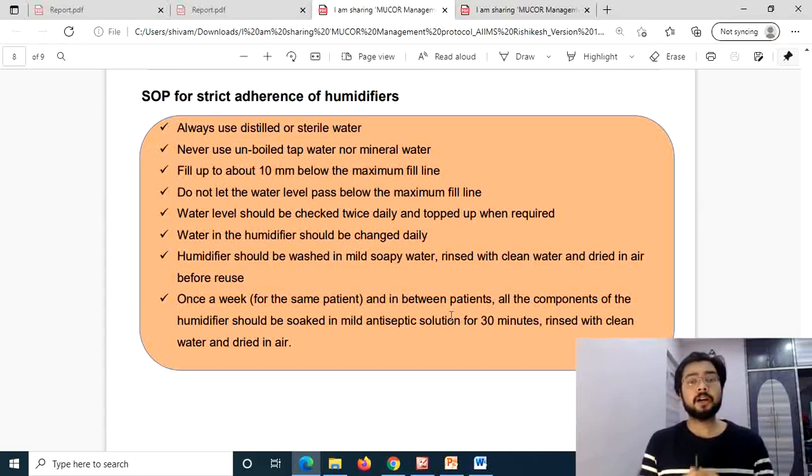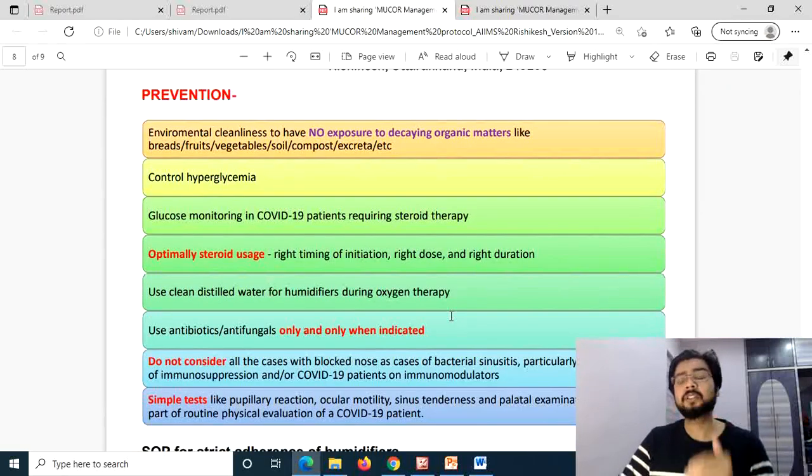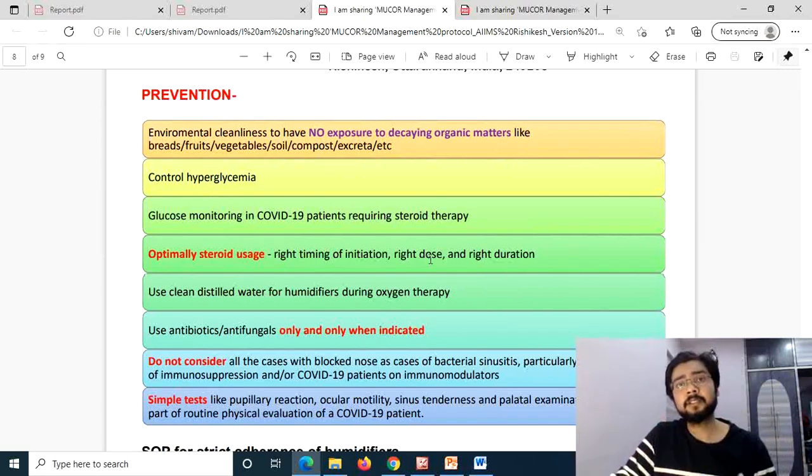So I don't know how people are going to do this, but these are really important, which I think might make some difference in reducing the number of mucormycosis. Prevention is the best thing that we all know in current time. So in the current time of pandemic, when we don't have much of the treatment options, prevention is something which we should give emphasis on, right?